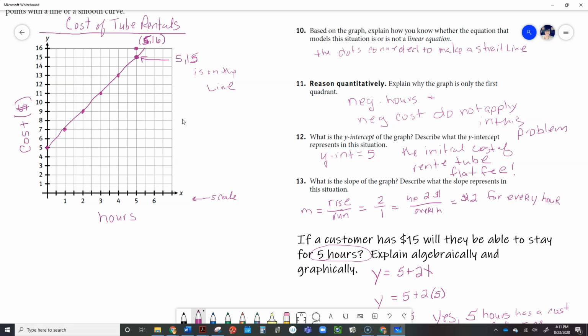Well, what's going to happen for this person right here? They want to stay for 5 hours and they have $13. Do they get to stay for 5 hours? And the answer would be no, because $13 is not enough. They needed exactly $15. So any point below the line means that they have not enough money for that number of hours. On the line is exactly enough, above the line would be I have more money than I need. So you're going to be asked a couple of questions about that in your homework.